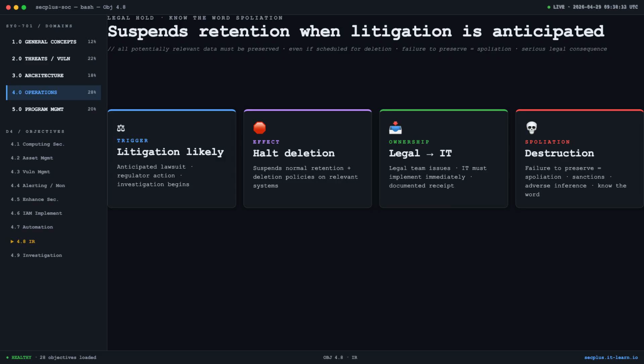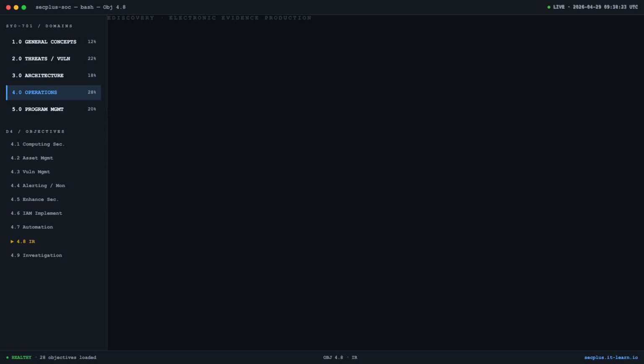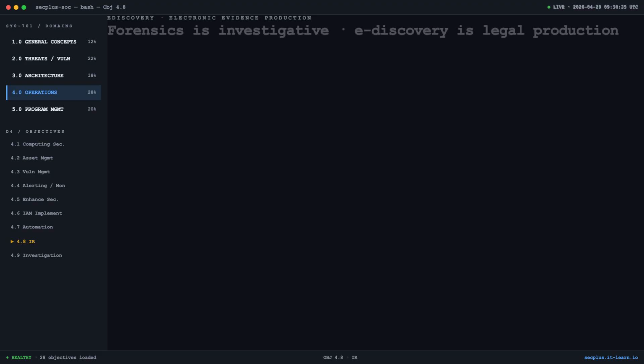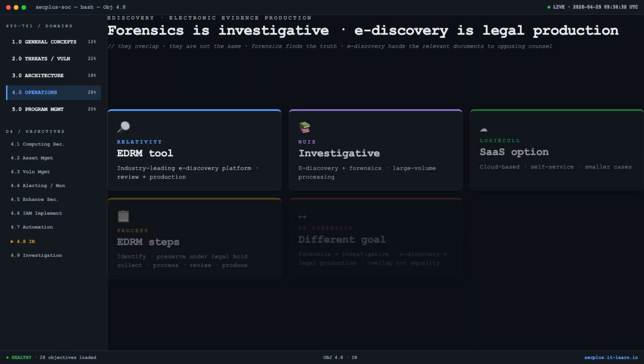Know it. E-discovery. Electronic discovery. The legal process of producing electronic evidence in litigation. Tools: Relativity, Nuix. Logical process: identify, preserve under legal hold, collect, process, review, produce. E-discovery and forensics overlap, but they are not the same. Forensics is investigative. E-discovery is the legal production of relevant documents.